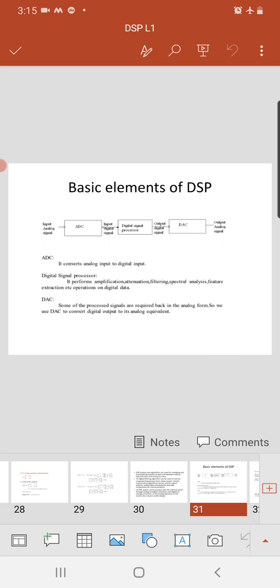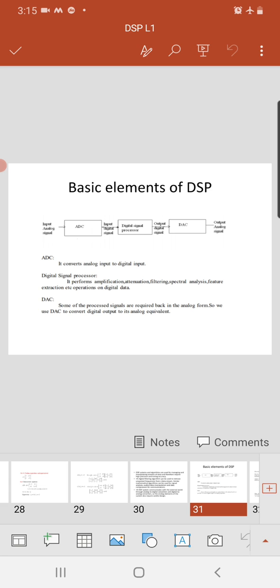So this is the basic block diagram of DSP. It has an input analog signal given to the analog to digital converter. The output of the ADC is a digital signal which is given to the digital signal processor, that is DSP. The output of the DSP is a digital signal which is given to the digital to analog converter, that is DAC, and the output of the DAC is an analog signal.